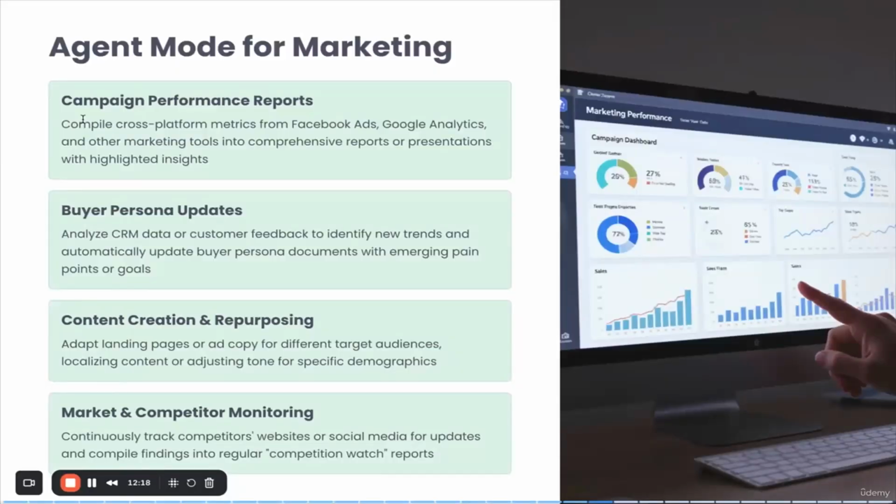Agent Mode for marketing. You can go through campaign performance reports, buyer persona updates, content creation and repurposing, and market and competitor monitoring. Honestly, I love the last point because I monitor a lot of competitors, and definitely this functionality, when you have the full-fledged browser agent and the possibility to make deep research, combine it, it's really amazing. It continuously tracks competitors' websites or social media updates and compiles findings into regular competition watch reports.